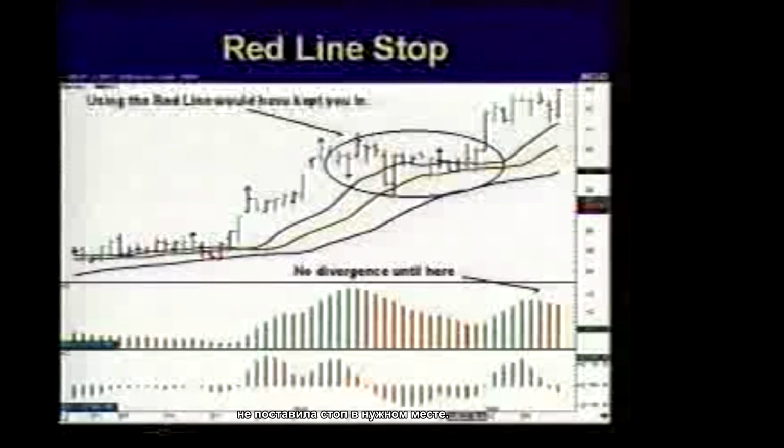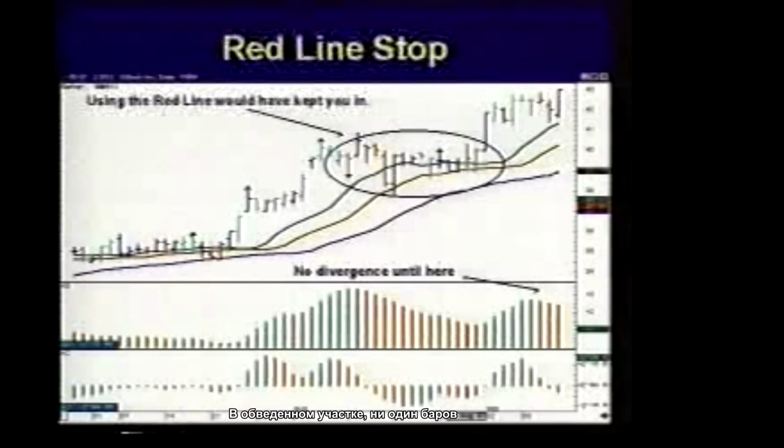Here's another chart. Using the red line would have kept you in, as I've pointed out. In that entire circled area, none of those bars ever closed below the red line. You had your fractal up at the beginning of the move, clearly outside of the gator's mouth.